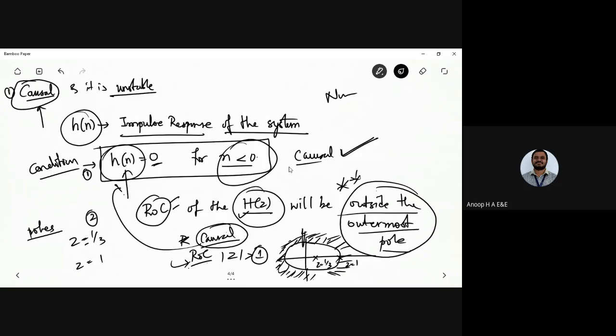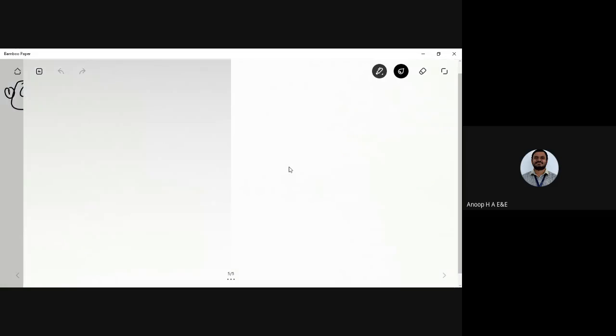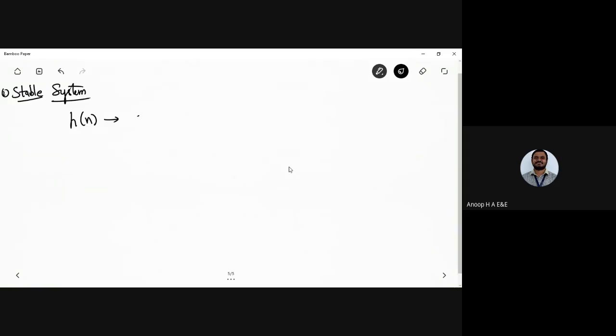Okay, so now stability. A system is said to be a stable system when its impulse response h of n is absolutely summable. So for a stable system, whether causal or non-causal, h of n is absolutely summable.